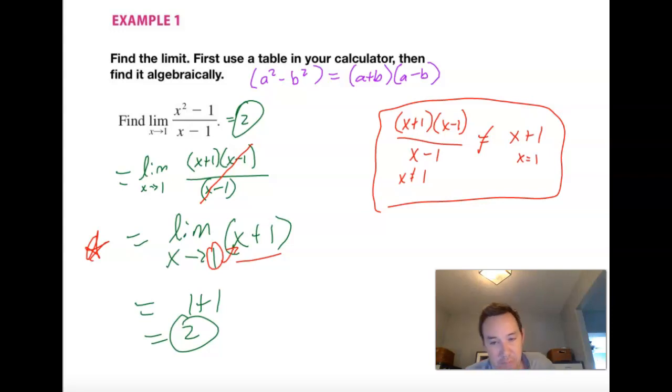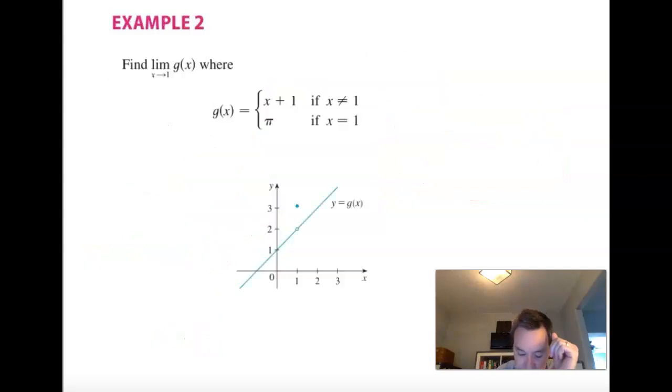All right, so that's kind of what we're doing in this section, is trying to come to situations where we're not able to evaluate the limit because it's in an indeterminate form, and then manipulate the function algebraically to get it in a form that we can evaluate the limit and can use a direct substitution.